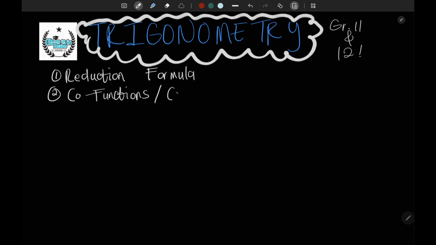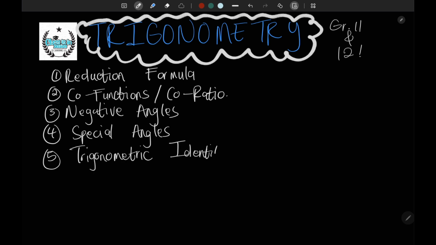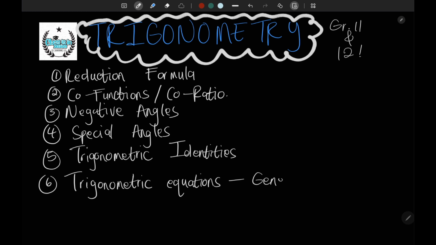They are also known as co-ratios. This is where you swap between sine and cos. And as I said, you don't have to understand what it means now, but you have to know which topic you'll deal with. Number 3, we have negative angles. Number 4, we have special angles. Number 5, we have trigonometric identities. Number 6, the last trig technique or subtopic, we have trigonometric equations, as well as the general solution.